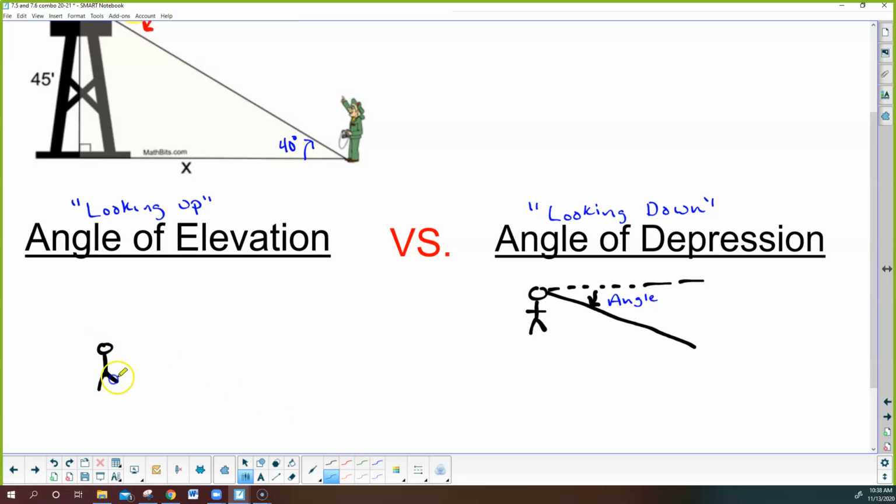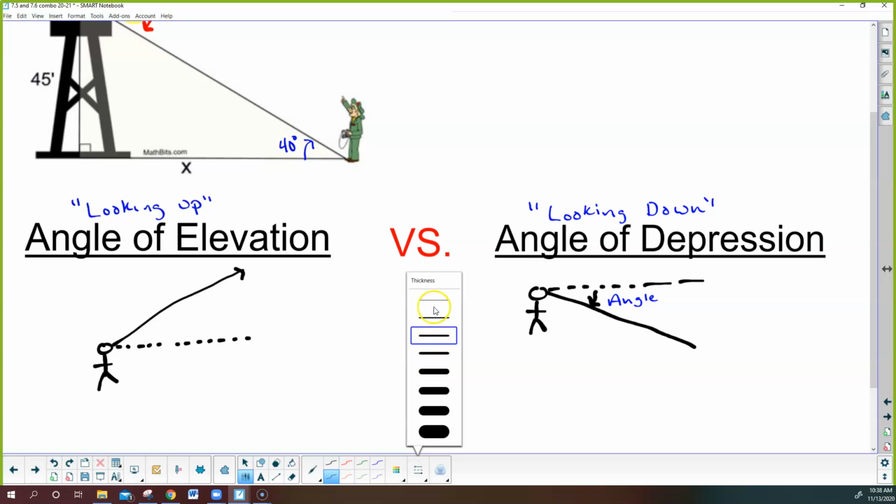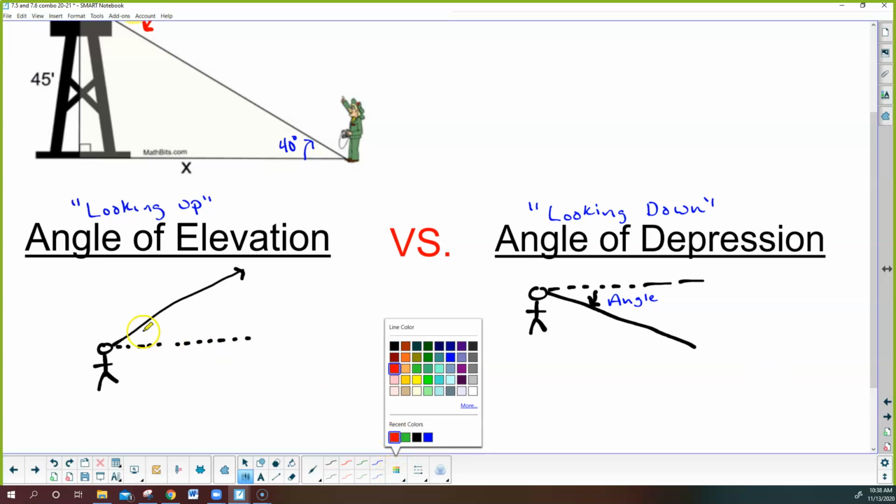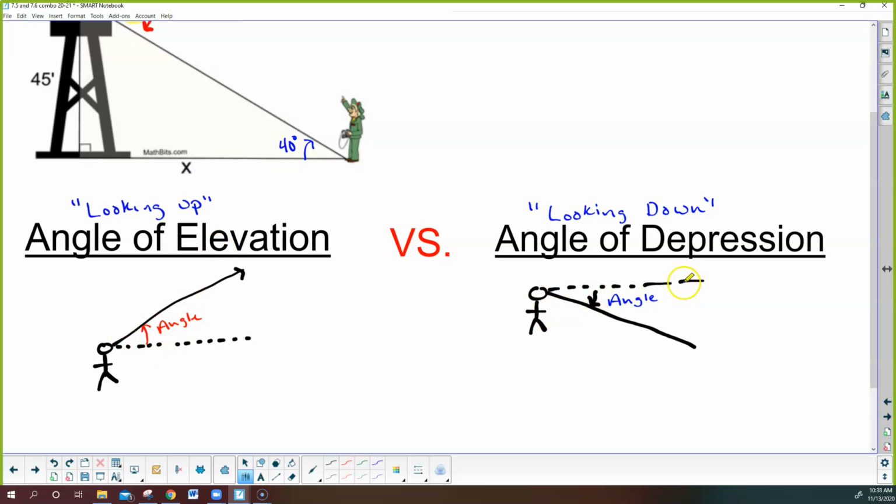So what if a person is walking? Normally they just are staring straight ahead, but then they see a bird fly by. Well, so they look up, and their angle of elevation would be from their original sight line up. So just notice how when you see the word angle of elevation, it's going to be basically like this. When it's angle of depression, the person's looking out and then they look down.